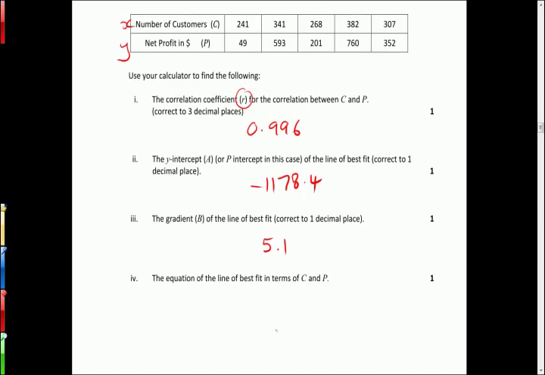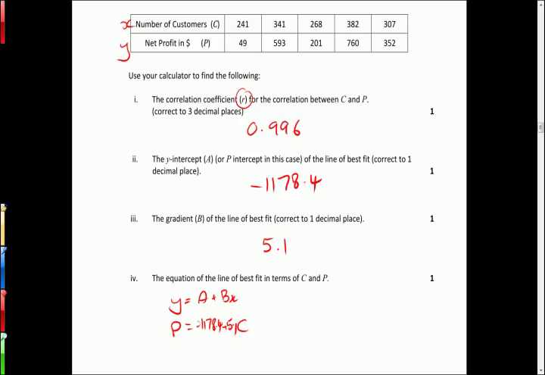Now, to find the equation of the line of best fit in terms of C and P, as soon as there's an equation, I think y equals mx plus b. And we said before, the first row is the x's, so the c's, c is the x, oops, sorry, flashback, wrong course, y equals a plus bx. Hard habit to break that one. I know some of you are still using y equals mx plus b, and it's all fine, whatever you use, but I should speak in this way. The y's here are p's, the x's here are c's, the a here is minus 1178.4, and the b is a positive 5.1.